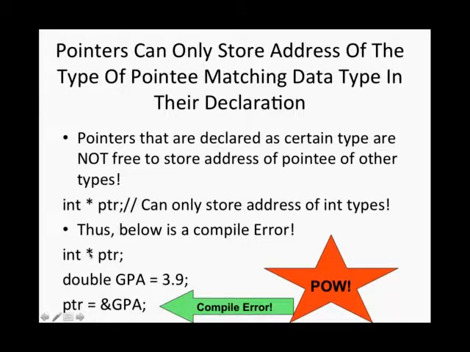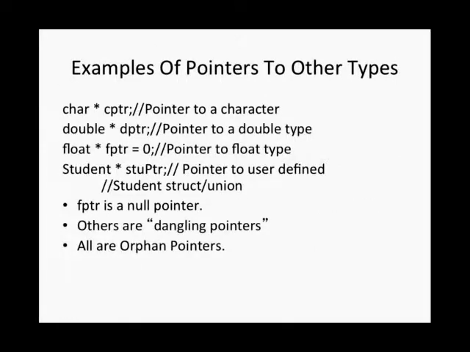I declare an int type pointer, then I declare GPA as a double type, 3.9, and I try to do ptr equal to the address of GPA. That's a compile error, because it's not declared to store the address of a double type. It is very faithful. It doesn't do double duty. If int *ptr is declared, then ptr can only store the address of an int type. Other non-matching types, it can't.